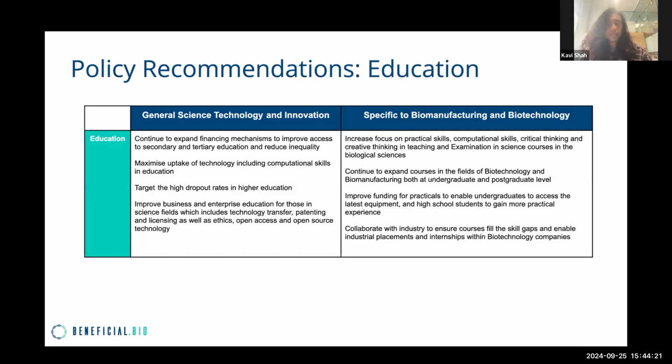From an education point of view, increasing focus on practical skills and computational skills, and in particular thinking of teaching and examining which have practical skills and critical thinking involved, and continuing to expand on courses in biotechnology and biomanufacturing at undergraduate and postgraduate levels. And also here, collaborating potentially with industry to fill skill gaps and enable industrial placements is an important way to both foster connections and support development of education and a workforce that can support biomanufacturing.